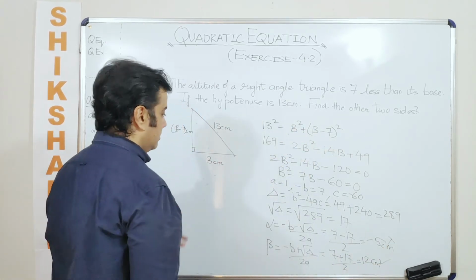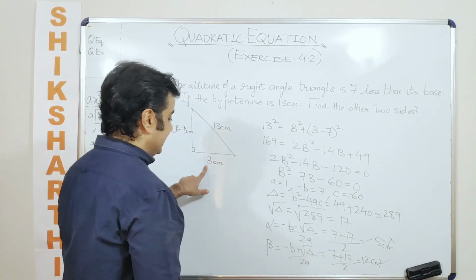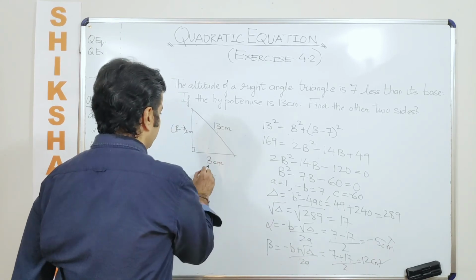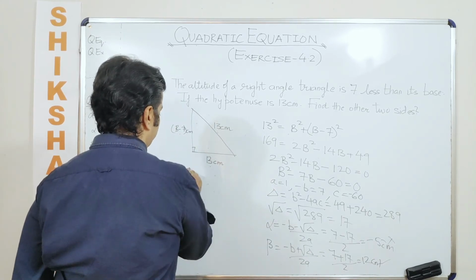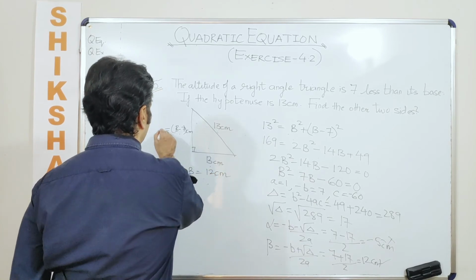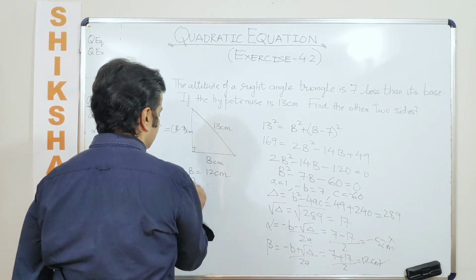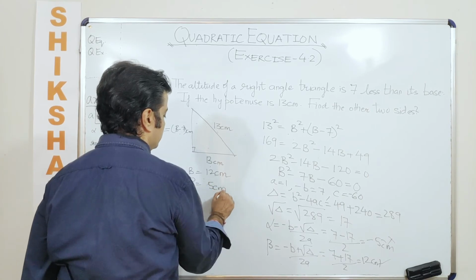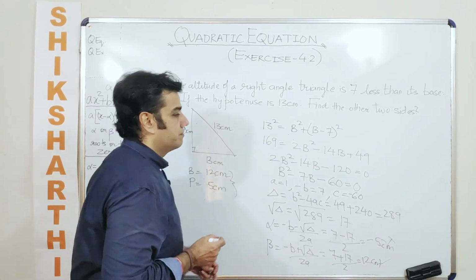So you got the value of b here as 12 centimeters. So in that case, if b is 12 centimeters, the perpendicular, which was b minus 7, becomes how much? 5 centimeters. So you already know the answer. This was just a mere formality.